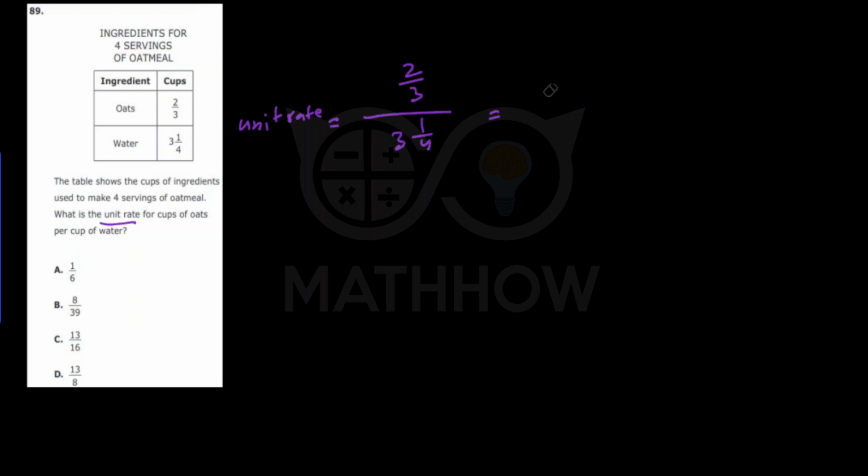Converting the mixed fraction in the denominator into an improper fraction, this will become 13 over 4. This can be written as 4 over 13. So this will become, numerator will be multiplied with numerator. 2 4s are 8 and 3 13s are 39. So this is the unit rate. The correct answer will be option B.